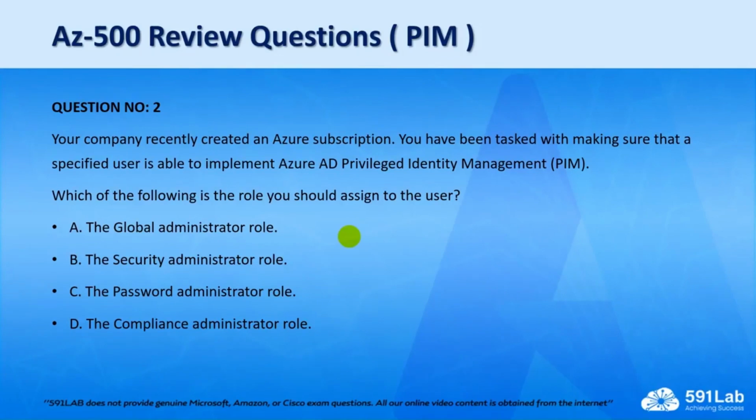Again, we have discussed in the same video, there are two prerequisites in order to implement Privileged Identity Management. The first one is the user must have either the Global Administrator role or Privileged Role Administrator. And the second one, Azure AD or Entra ID must have a Microsoft Entra ID P2 license. Here, the options are the global administrator role, the security administrator role, the password administrator role, and the compliance administrator role. I'm sure you must have figured out our answer, and the correct answer is the global administrator role. Hope my explanation helps you understand this question. But let's move to the next question.